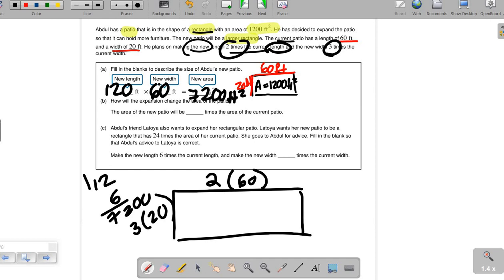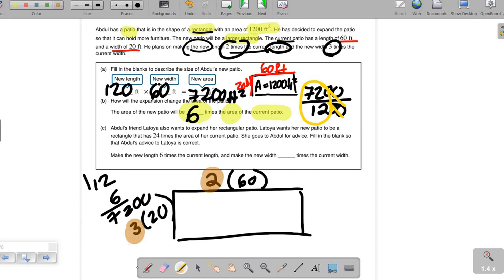It asks, the area of the new patio will be how many times the area of the current patio? So to do that, our current patio is 1,200. So 7,200 divided by 1,200. 12 goes into 72 6 times. So given this situation, the area of the new patio is 6 times more. Notice where that came from.